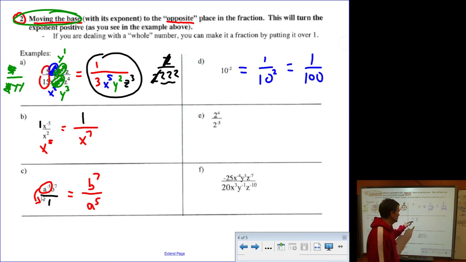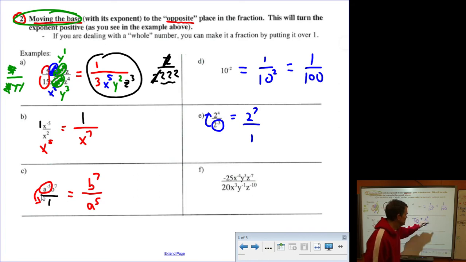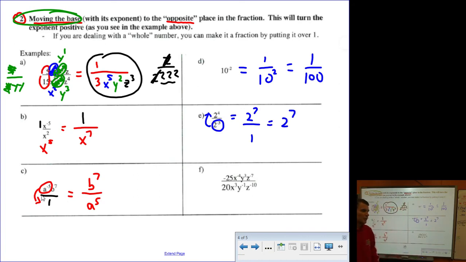Letter E. This is another one where I would go ahead and take this thing that's got a negative exponent and move it to the top. And that gives me 7 2's on top and nothing left over on the bottom. So this would just be 2 to the 7th. What is that, about 128 maybe?